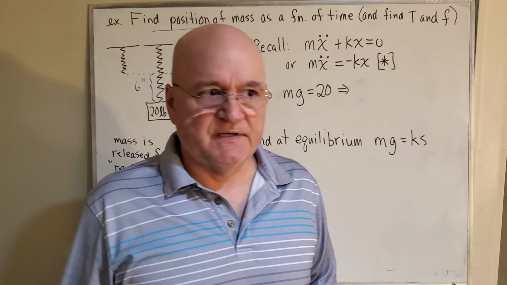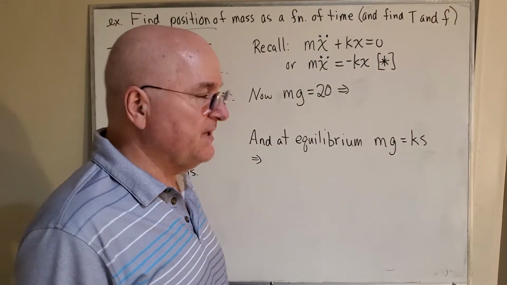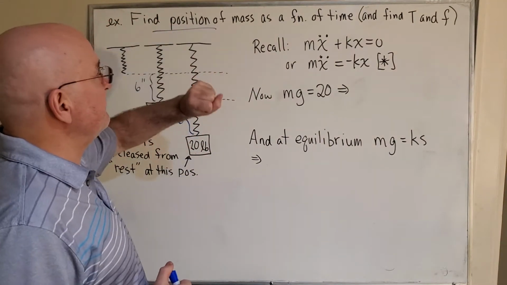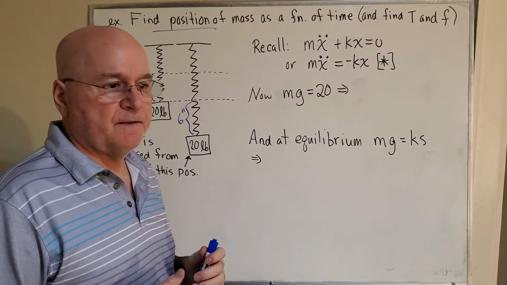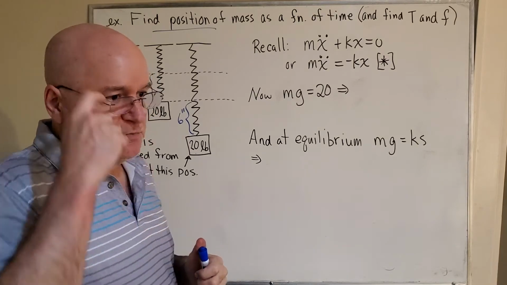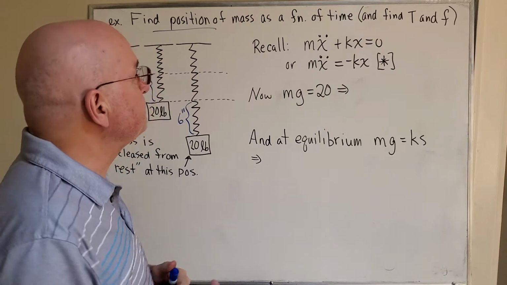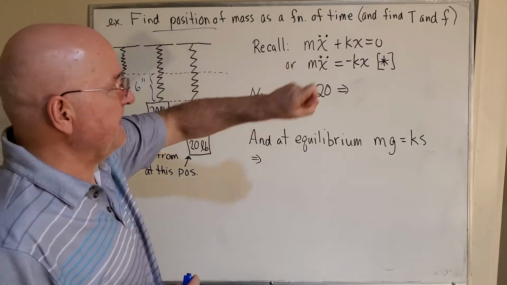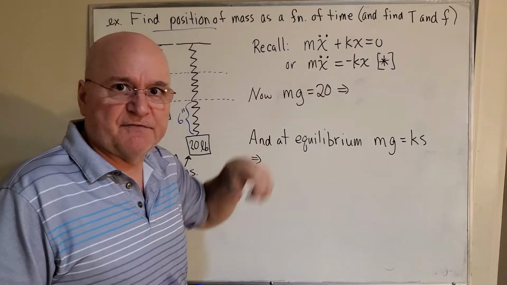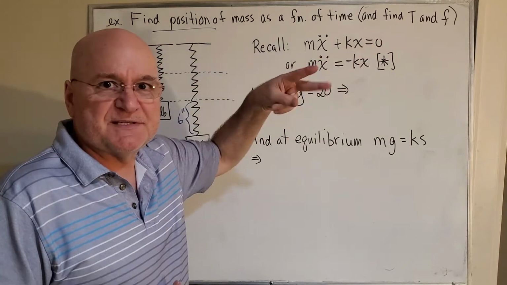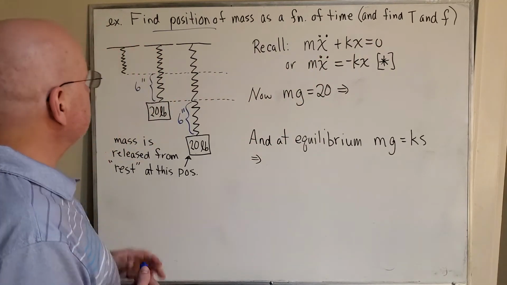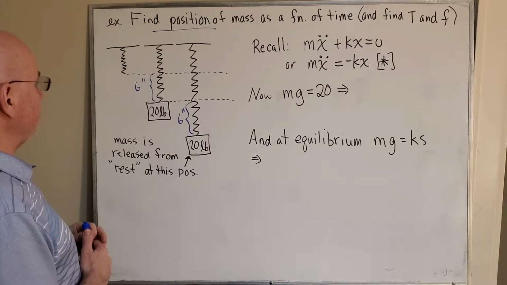This example is an initial value problem because we're asked to find the position of a mass as a function of time. So that means we need to know precisely the position of the mass at any time t. And then also find capital T, the period, and little f, the frequency. They, remember, are just reciprocals of each other.